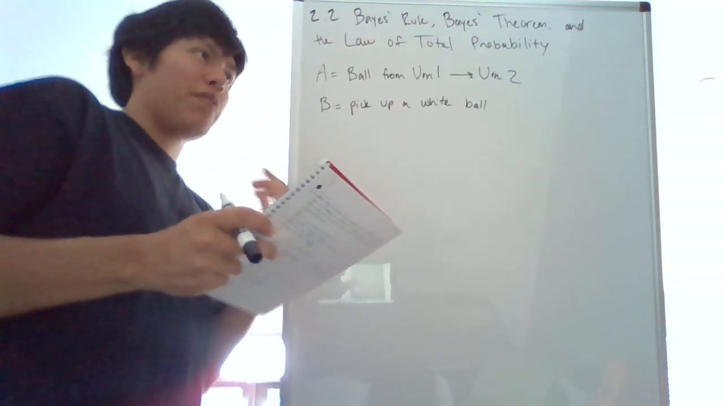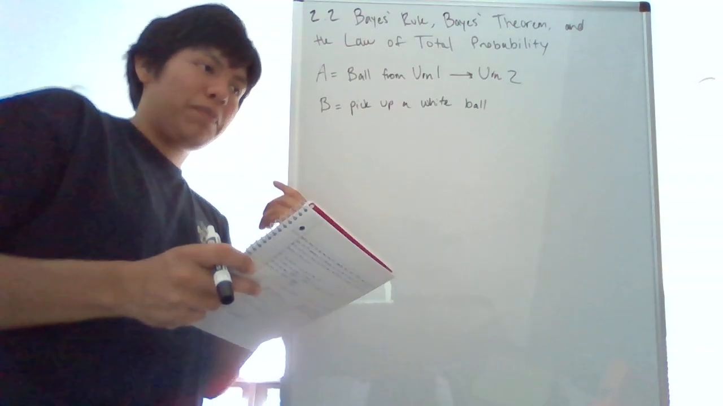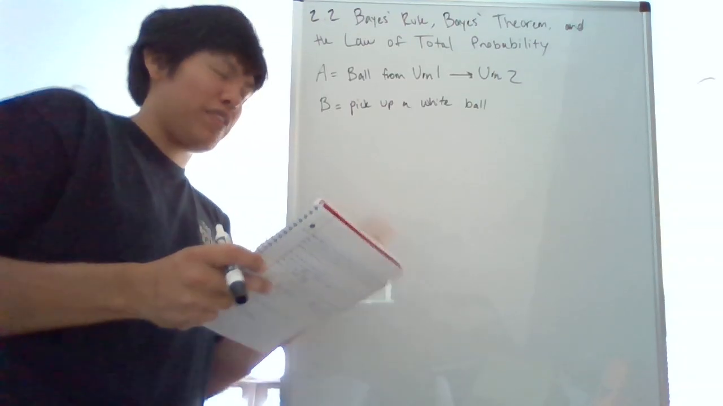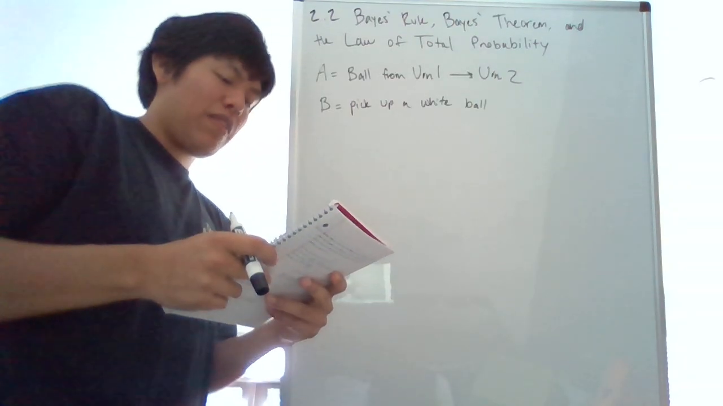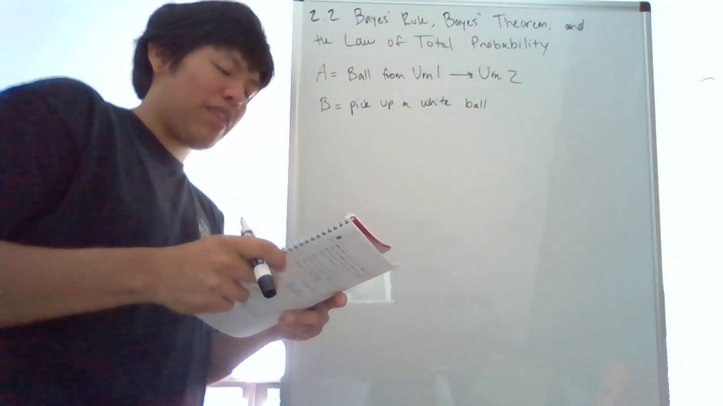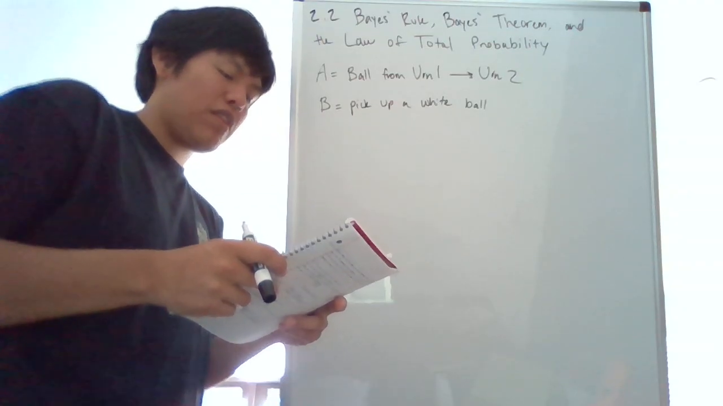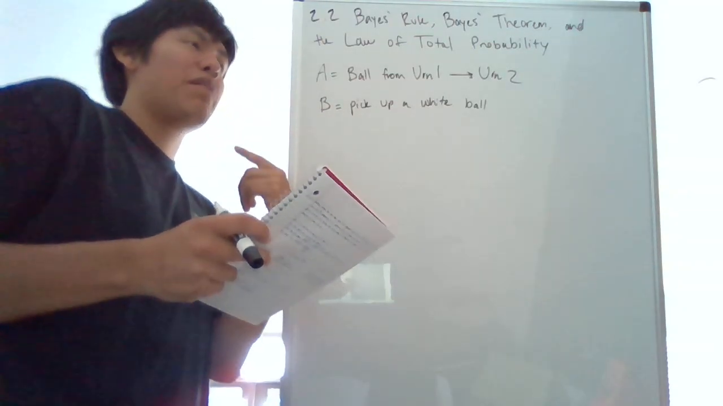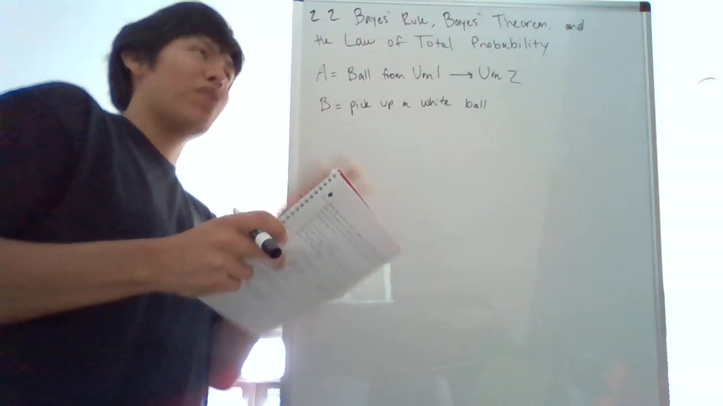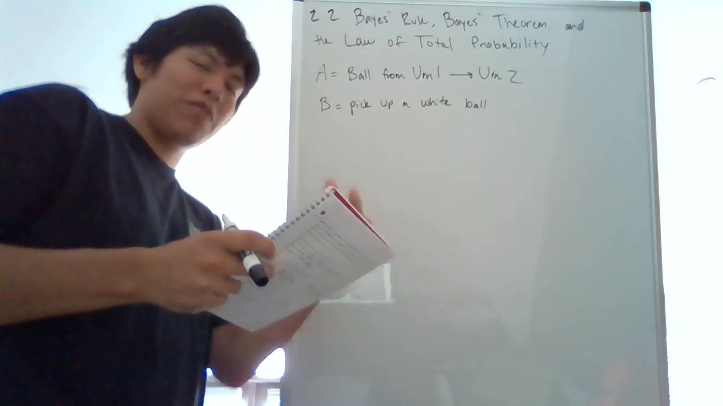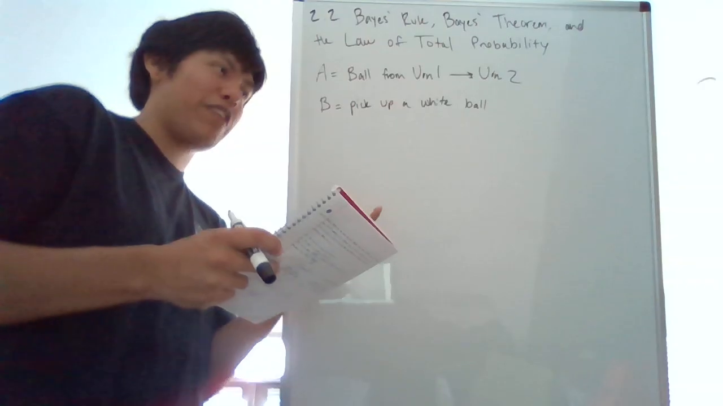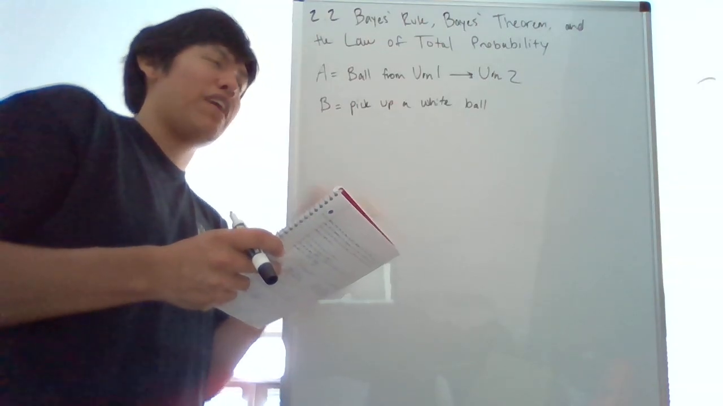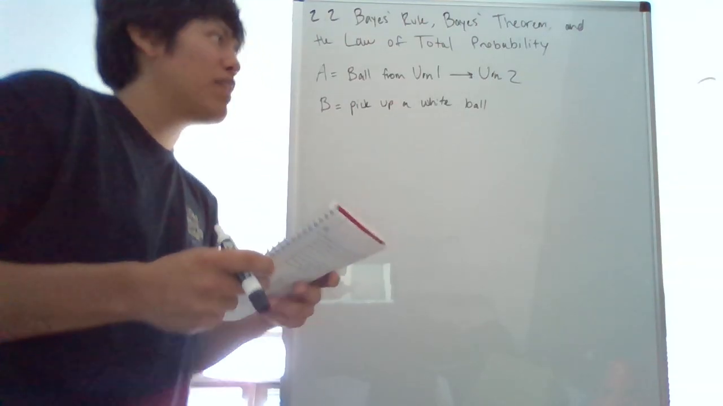So again, from the 4-step process that we just did, we can say that we have A, and then we need to find P of A. Well, we're given this already. We just have to read between the lines to try and figure out what P of A and P of A complement are.